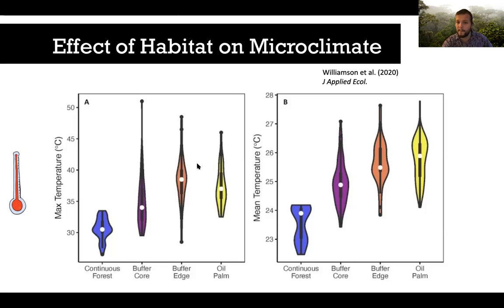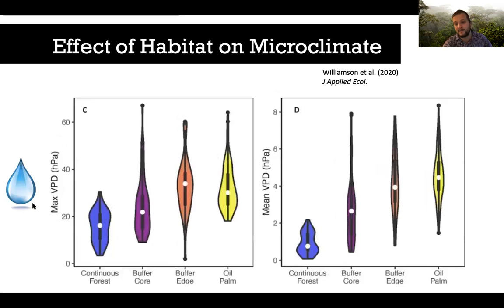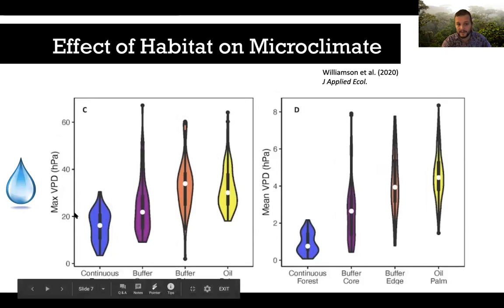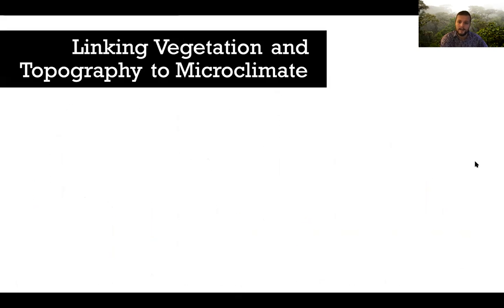So we've shown that riparian buffers are kind of an intermediate temperature between continuous forest and oil palm, with some overlap with continuous forest. And the same is reflected in the humidity data. This is actually VPD, which is almost the inverse of humidity, so you can think of it as dryness, and you've got the same patterns as temperature going on in maximum and mean daily values.